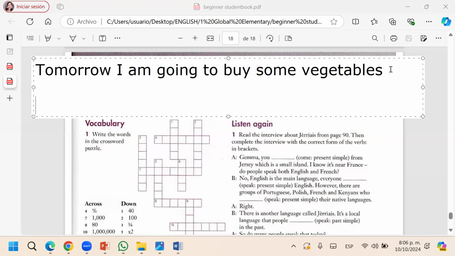Dime algo que, un plan que tengan para mañana. Anything you want to do tomorrow. Anything you think you can do.